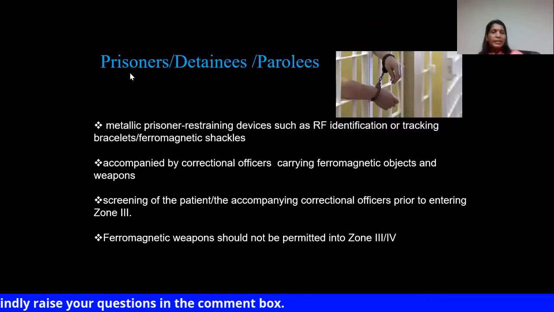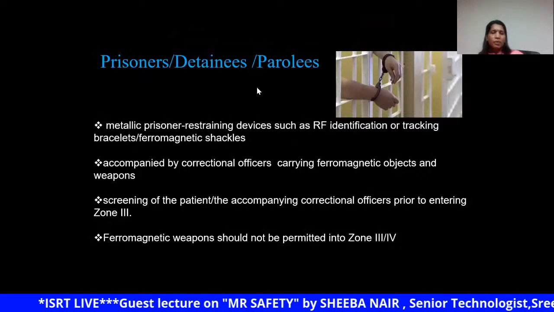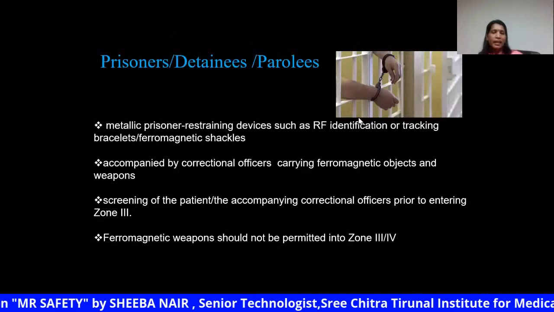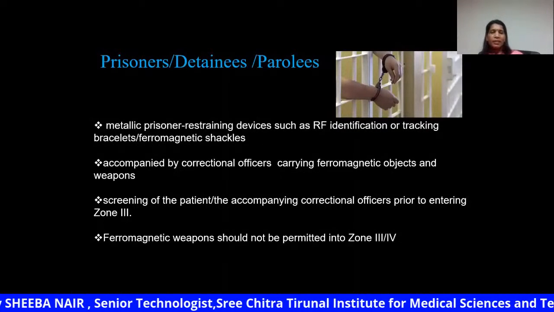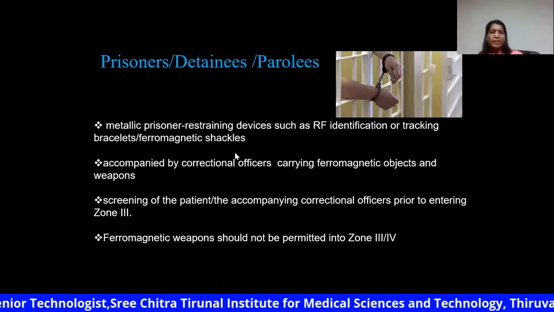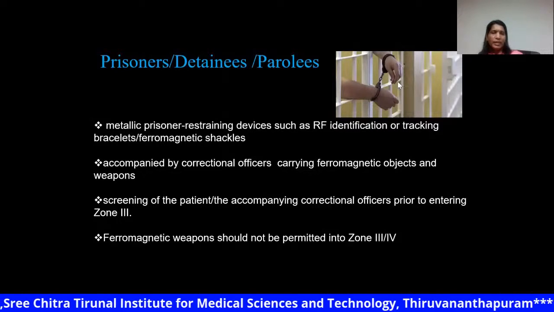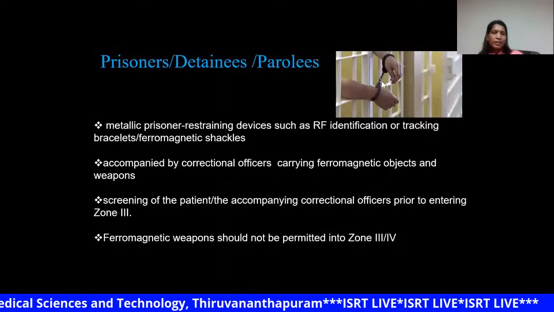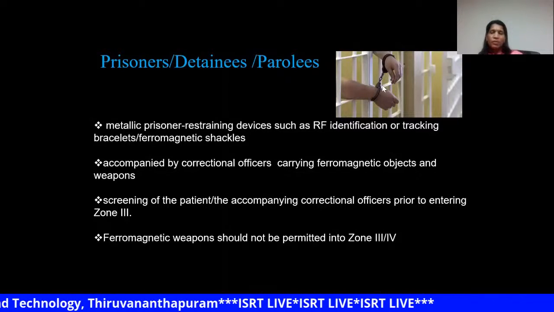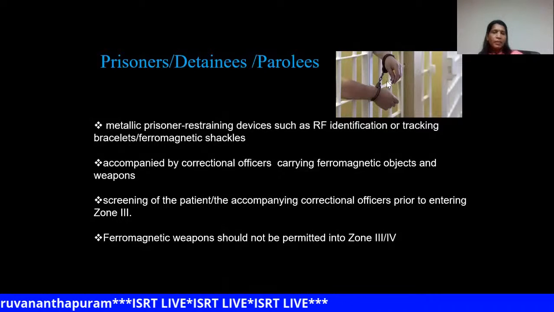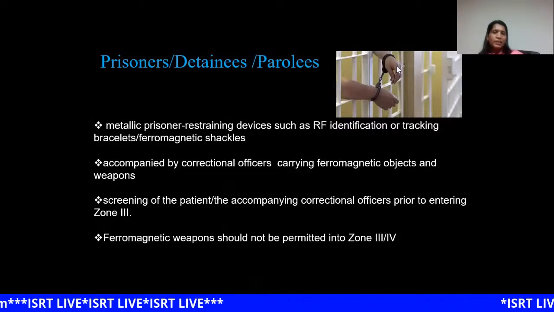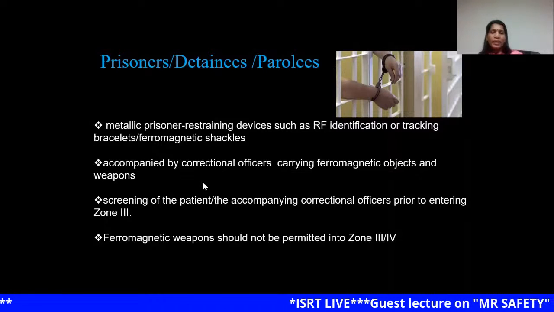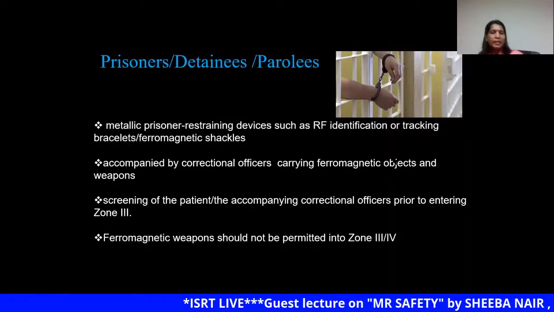Another concern is prisoners and detainees, who may have ferromagnetic handcuffs, bracelets or tracking devices. These are contraindicated in MRI. So we should inform them, prior to scheduling the MR examination for such patients, that these devices are contraindicated in an MR environment. And also the accompanying correction officer may be carrying a weapon.